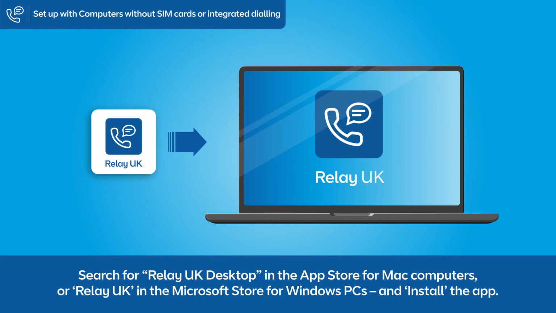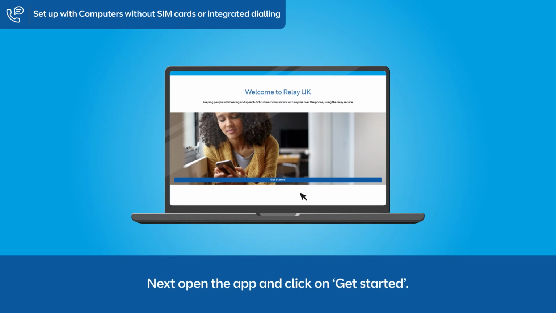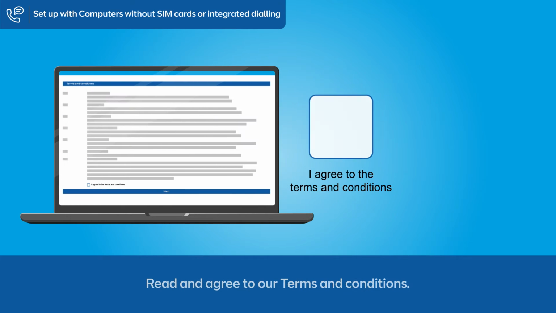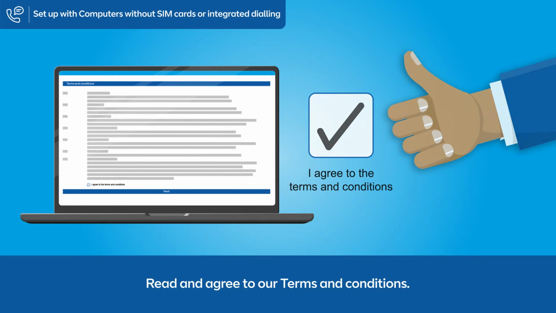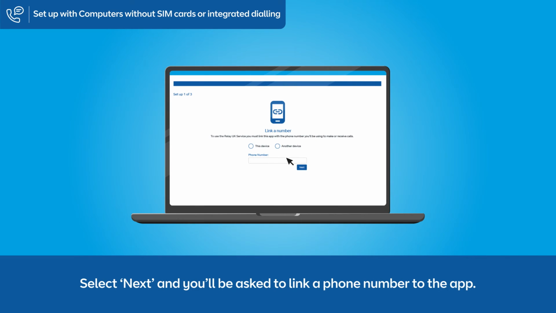Search for Relay UK Desktop in the App Store for Mac computers or Relay UK in the Microsoft Store for Windows PCs and install the app. Next, open the app and click on Get Started. Read and agree to our terms and conditions. Select Next and you'll be asked to link a phone number to the app.